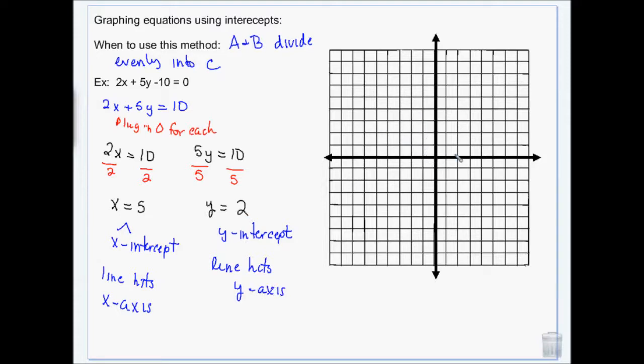So I go over to my x-axis and I count to 5, and I put a dot. And on my y-axis I count to 2 and I put a dot. Then I connect the dots.